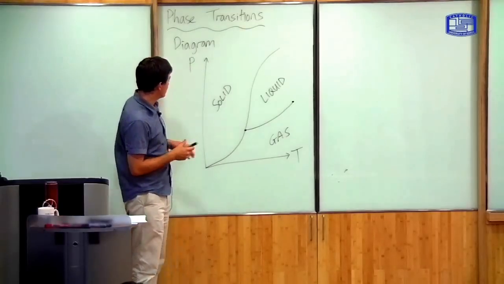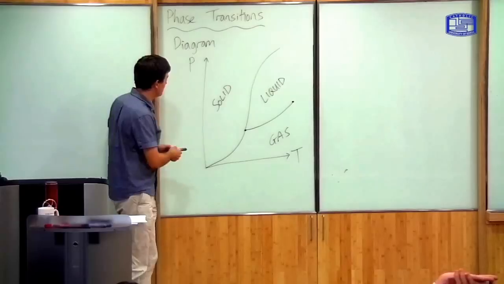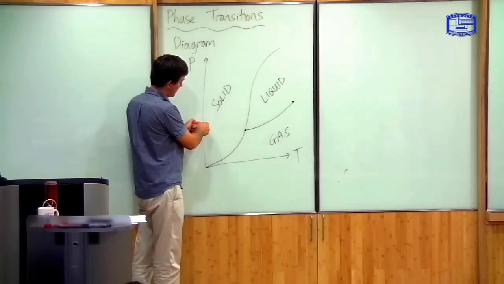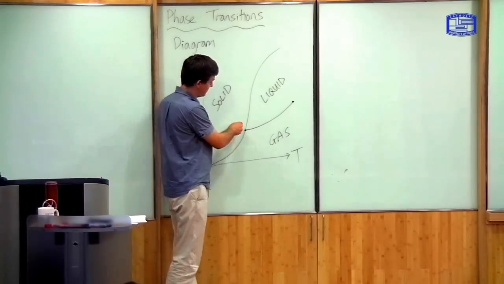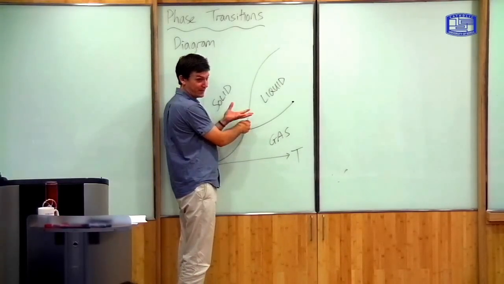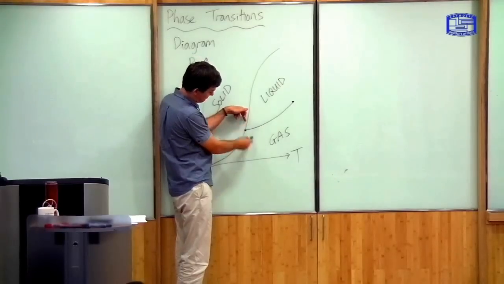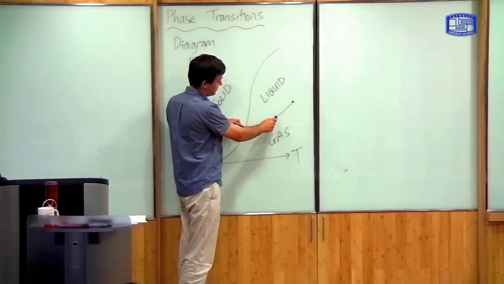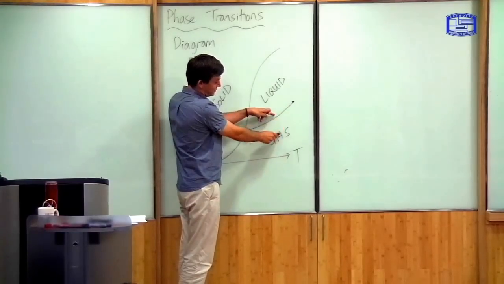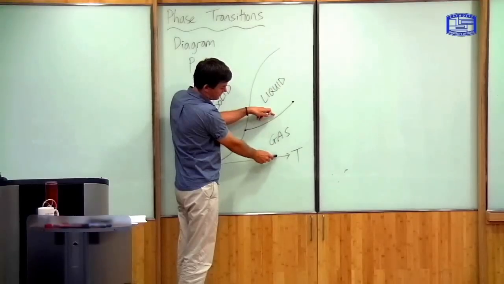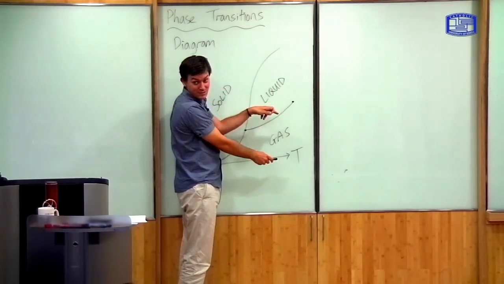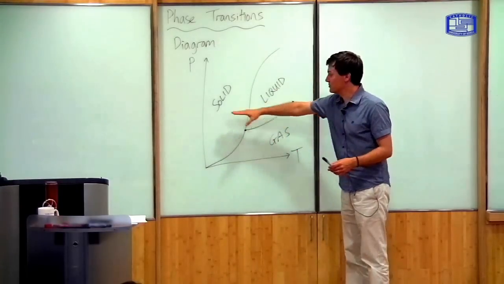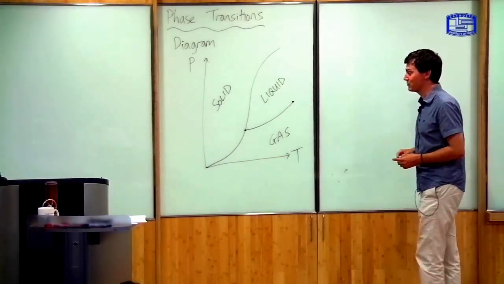So for example, suppose that this is a picture of water, and let's suppose atmospheric pressure is somewhere here, and I increase the temperature. Then I start out with ice, that's solid water. At this point, the water will melt and become a liquid. So here on the graph, this is 0 degrees Celsius. And as I heat up more, it reaches this point, and then it will boil and turn into a gas. So this point here would correspond to 100 degrees Celsius for the case of water. But different substances have different values, of course, for the boiling points and the melting points.